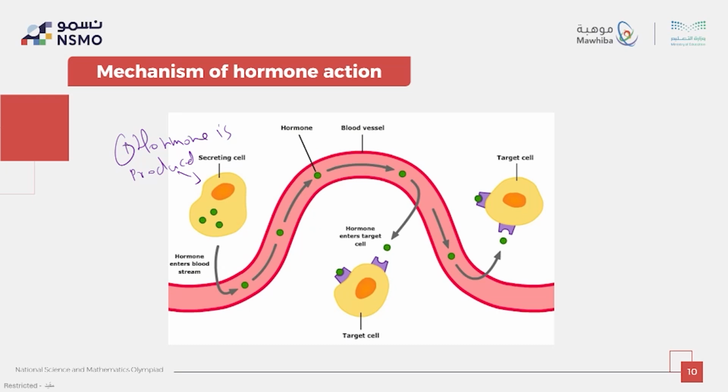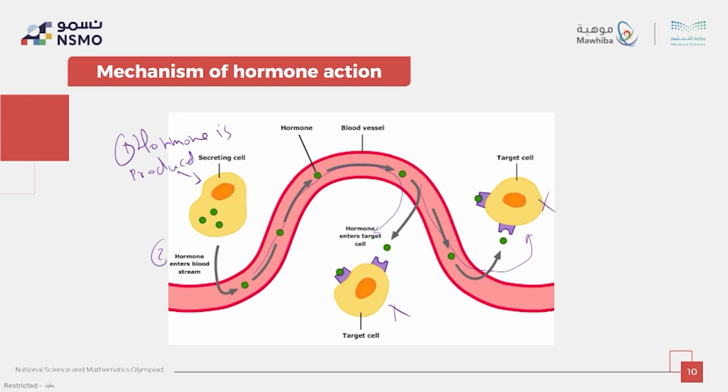Moving to the next step, the hormone enters the bloodstream. The hormone is released into the bloodstream and travels through the body. The third step is the hormone travels until it finds its target cells. Here are target cells, and also here are target cells. It means the hormone keeps flowing until it finds its specific target cells, probably that one or that one. Okay, this is step number 3.